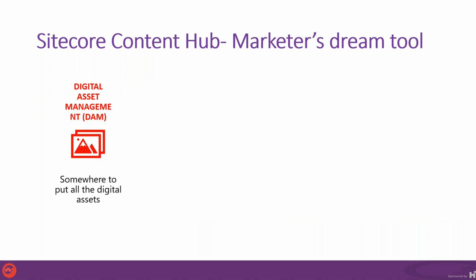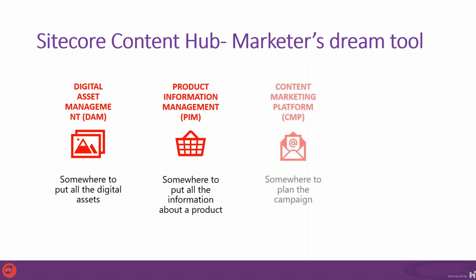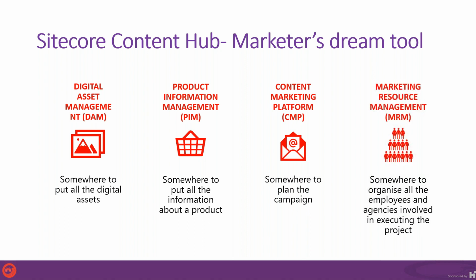So Sitecore Content Hub has basically four modules. The first one is digital asset management. The second one is product information management, and content marketing platform. And the last one is marketing resource management, MRM. So we will see what each one is.